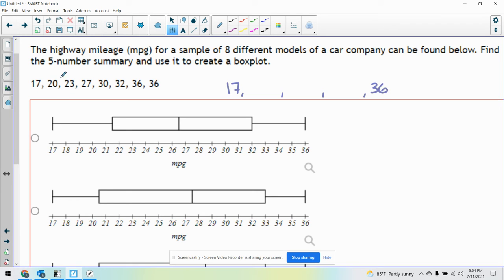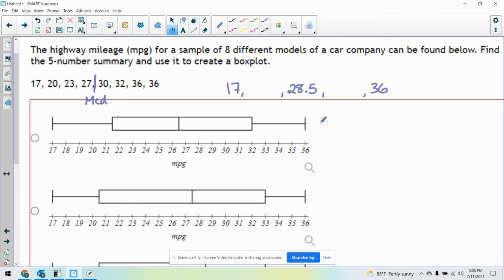So I have 1, 2, 3, 4, 5, 6, 7, 8 values here. So my median is going to be right in the middle of the 4th and 5th. This is my median. So when I don't have an actual number for the median, I'm going to take the average of these two numbers. 27 and 30, take the average, you get 28.5. That's my median.